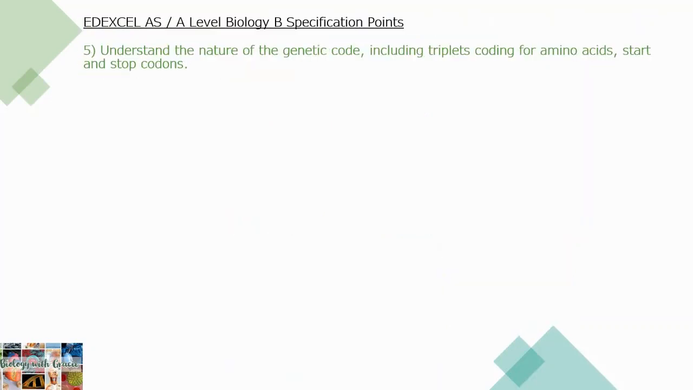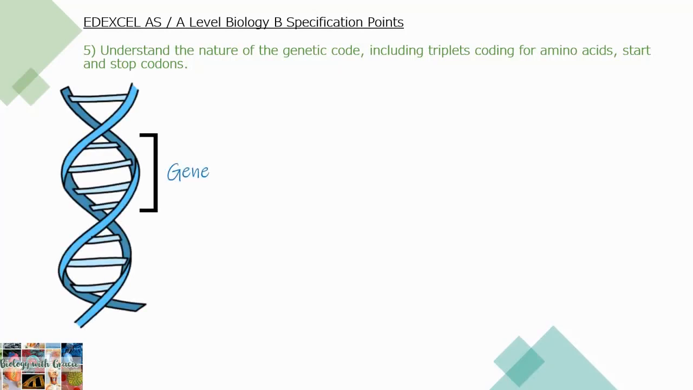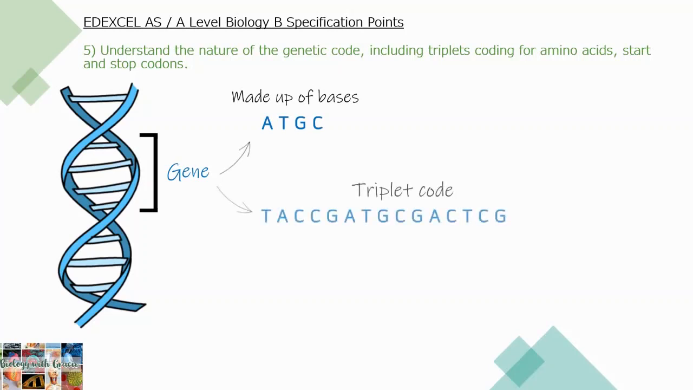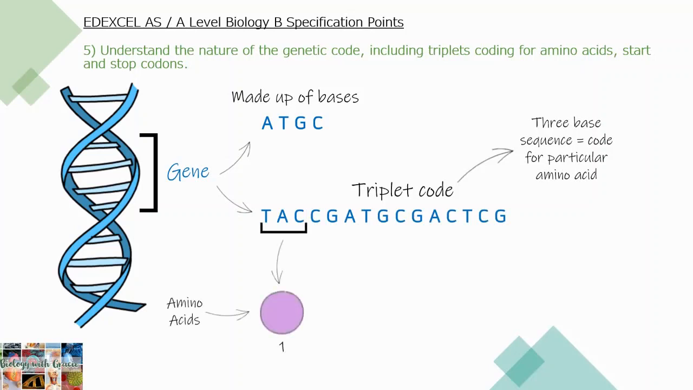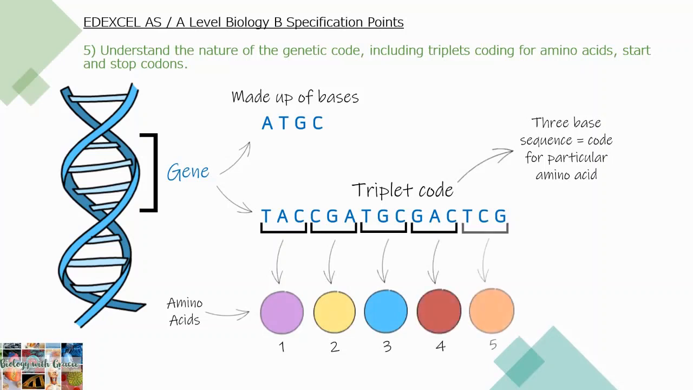So just moving on to our 5th point for Biology B. Here we've got our gene selected again once more, and as we said, genes are made up of bases A, T, G and C, and the genetic code actually includes triplets. And these are 3 base sequences which code for particular amino acids. So for example, we've got TAC here, and this codes for a specific amino acid. Then CGA, this is coding for another amino acid. TGC, coding for another one, and so on.